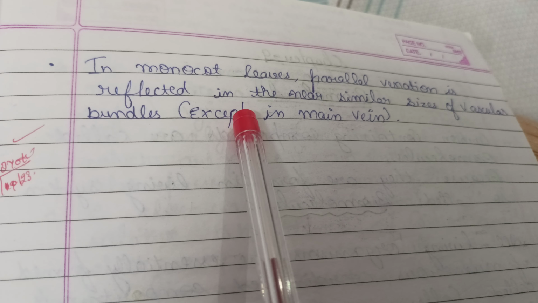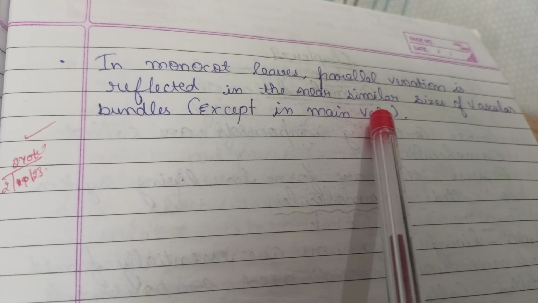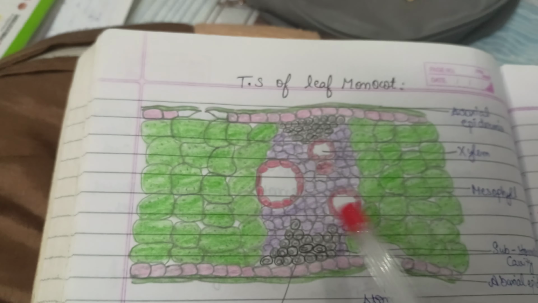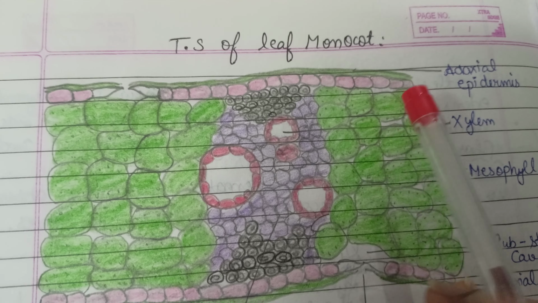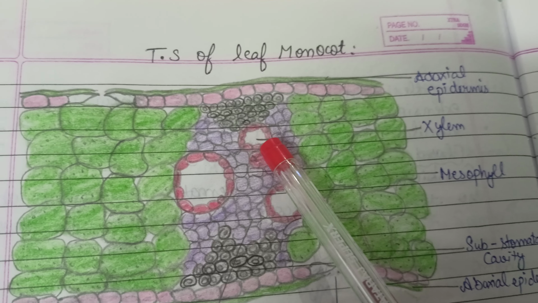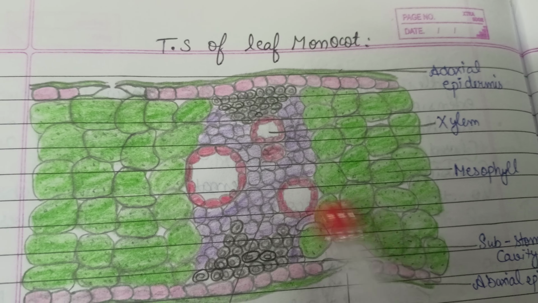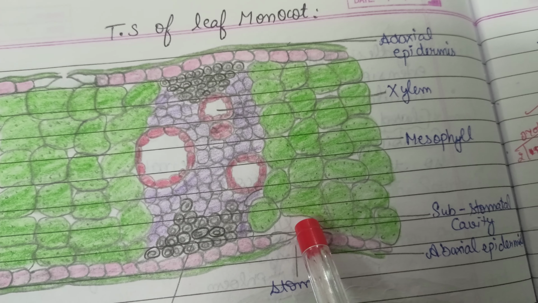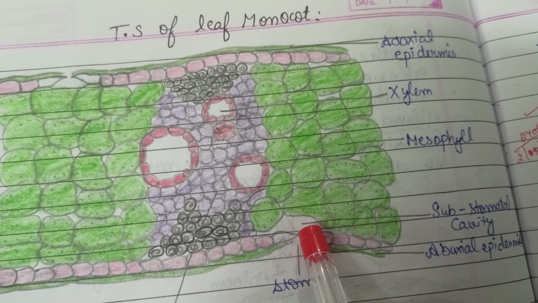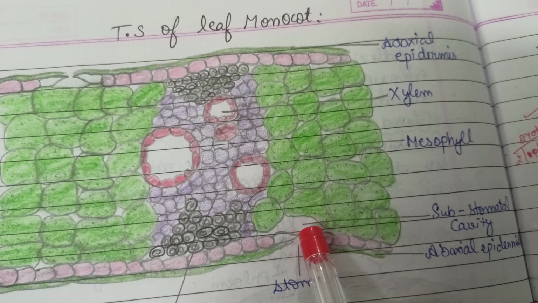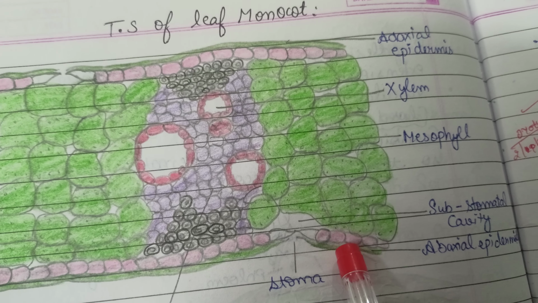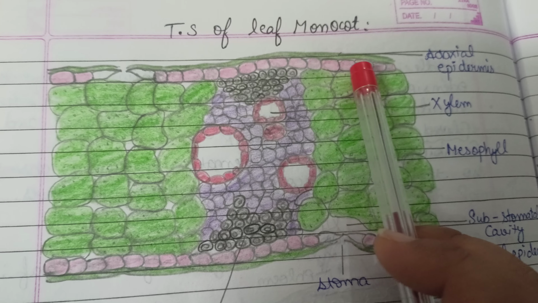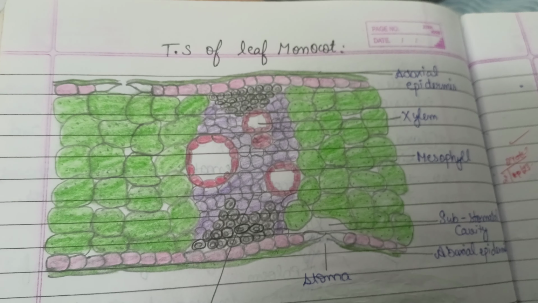Parallel venation means no network is there, with vascular bundles of similar size except in the main vein. So you can see the structure. This is the xylem. These all are mesophyll cells which contain chloroplast. This is the substomatal cavity, and this is the abaxial epidermis. This is the adaxial epidermis in which the bulliform cells are present.